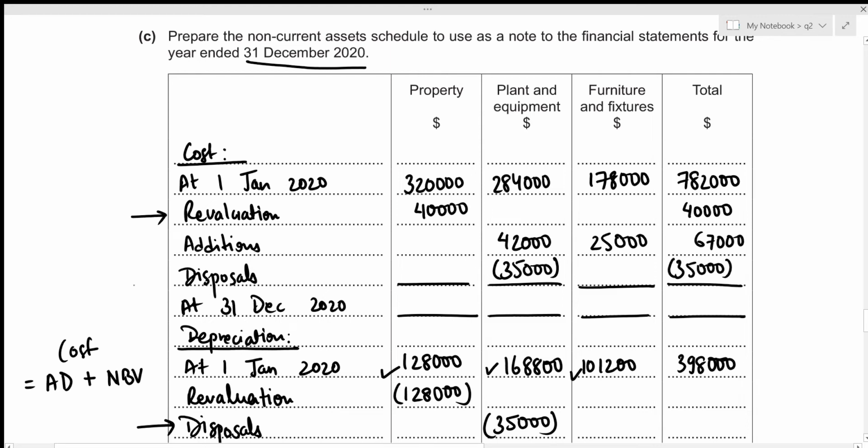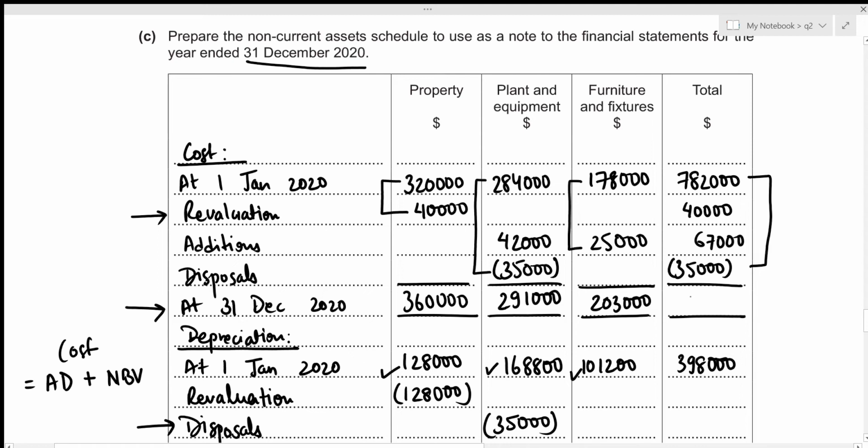Now we can figure out the cost at 31st December 2020. For property, that's going to be the sum of these two amounts, 320,000 plus 40,000, which results in the value of 360,000. For plant and equipment, that's the sum of these three amounts, 284,000 plus 42,000 minus 35,000, which results in 291,000. For furniture and fixtures, that's going to be the sum of these two amounts, 178,000 plus 25,000, which results in the value of 203,000. And for total, that's going to be the sum of these four amounts, 782,000 plus 40,000 plus 67,000 minus 35,000, which results in 854,000.